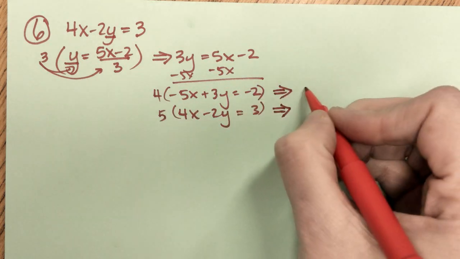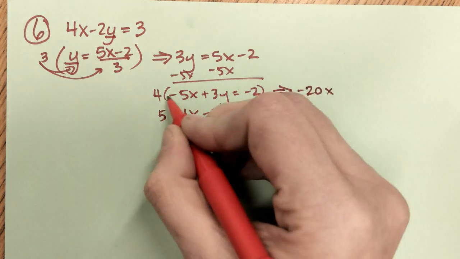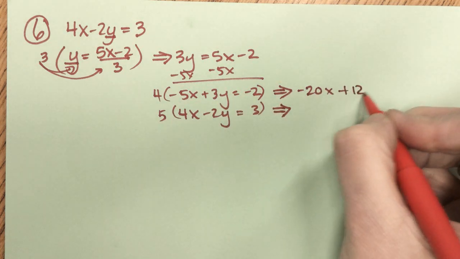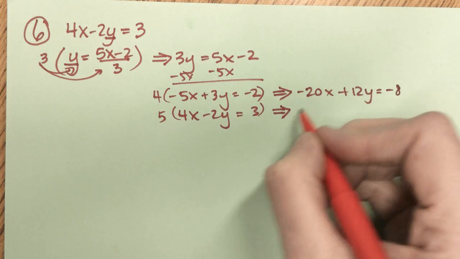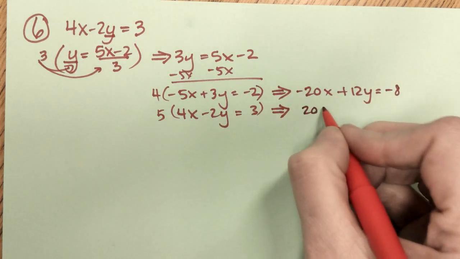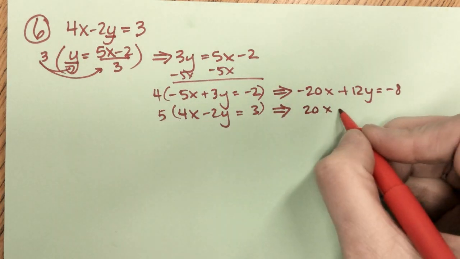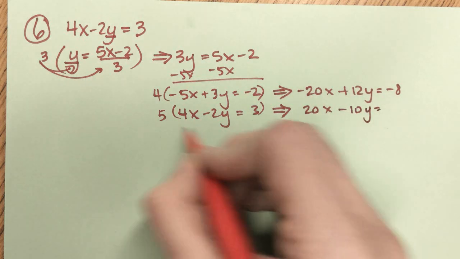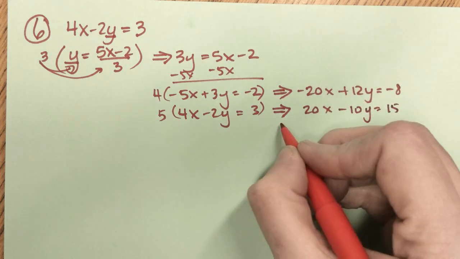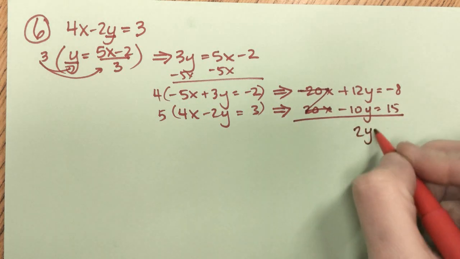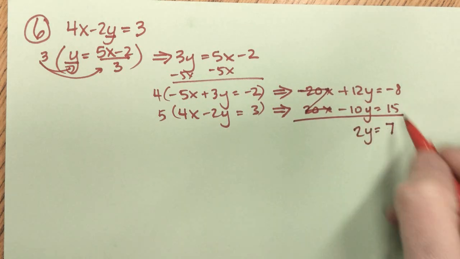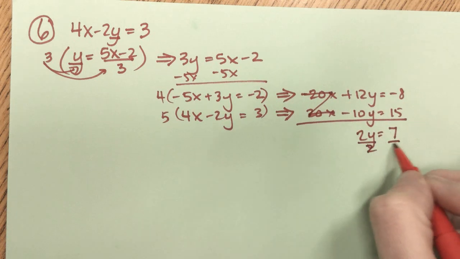So 4 times negative 5 is negative 20x. 4 times 3 is positive 12y. 4 times negative 2 is negative 8. 5 times 4 is 20x. 5 times negative 2 is negative 10y. 5 times 3 is 15. These zero out. I have 2y equals 7, because negative 8 plus 15 is 7. Divide both sides by 2.